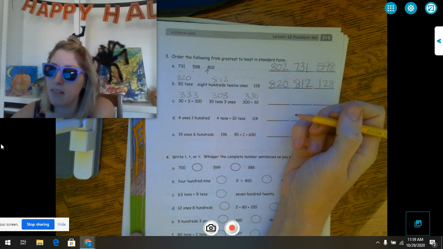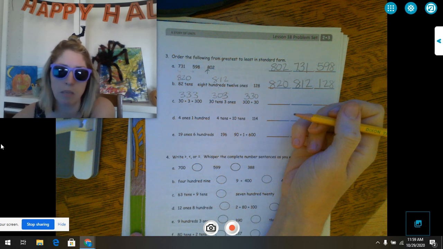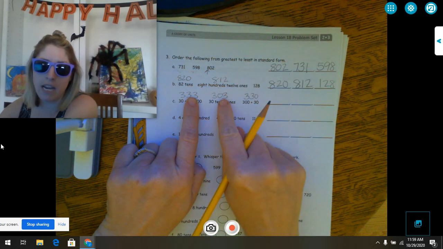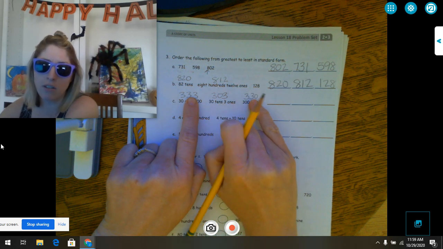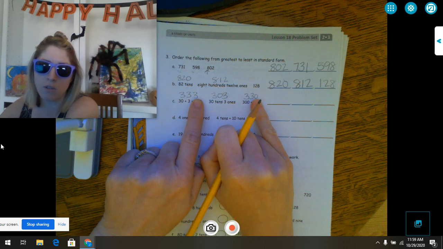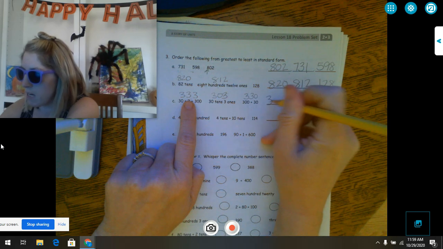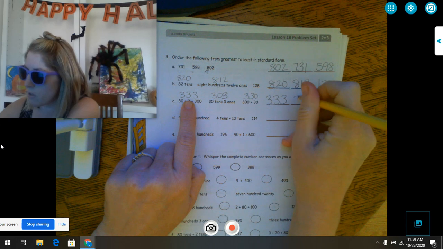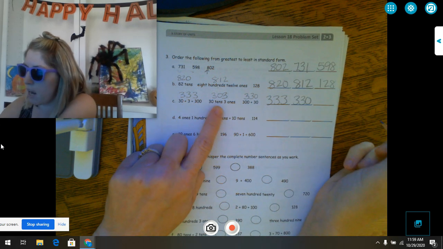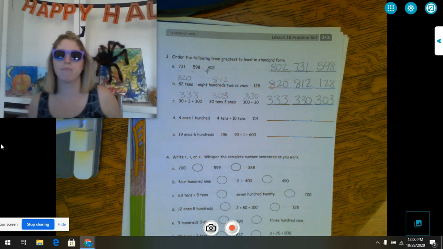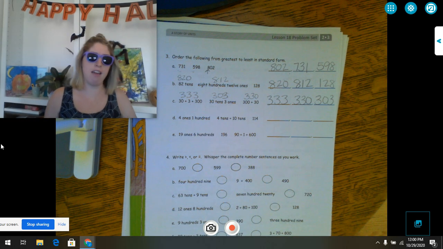Okay, so they all have a 3 in the hundreds place. That doesn't tell us which one's the biggest. We have to go next door to the tens place and look at that. We have a 3 and a 0 and a 3, so the 0's out. The 3s are bigger. Now we have to go to the ones place to figure out which of these two is the biggest. This one has a 3 and this one has a 0. So 333 is going to be our biggest number or our greatest number. 330 is going to be our next greatest number, and our least is 303. We did it, even though it had a lot of 3s.